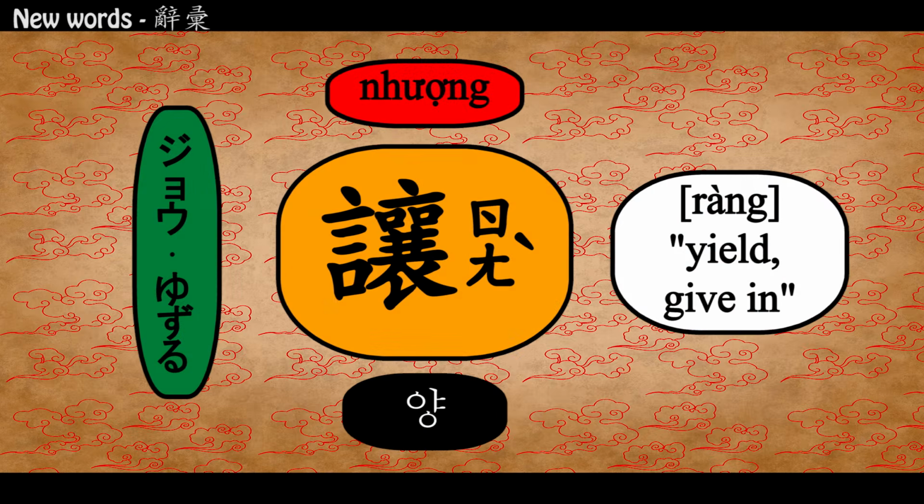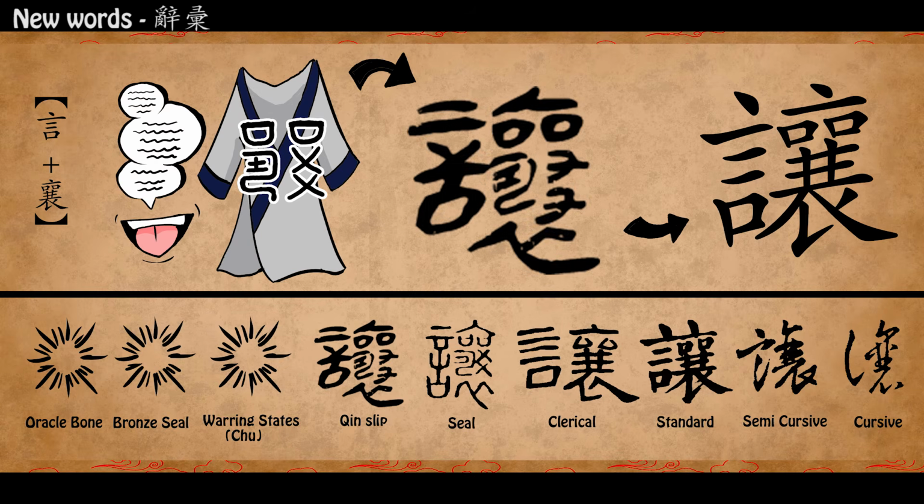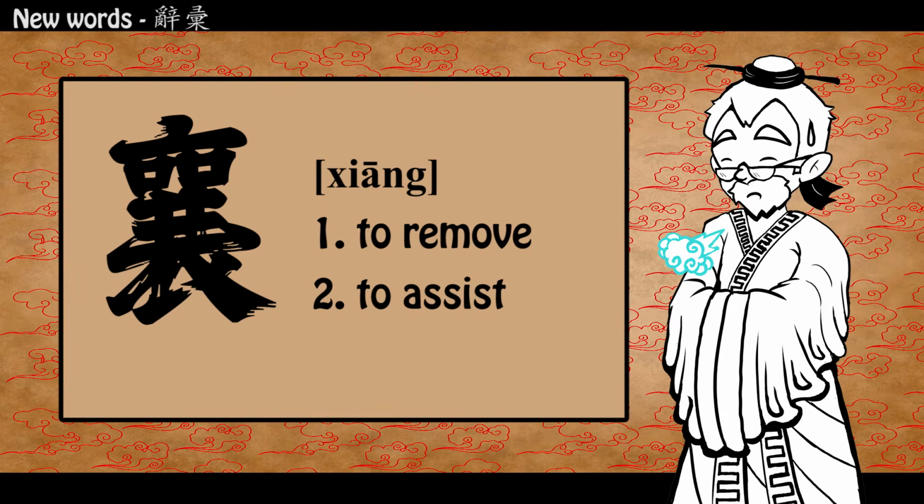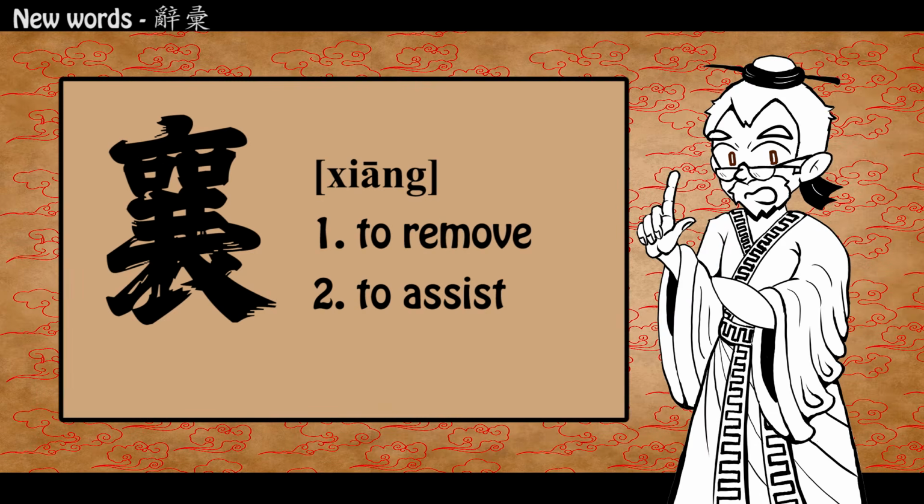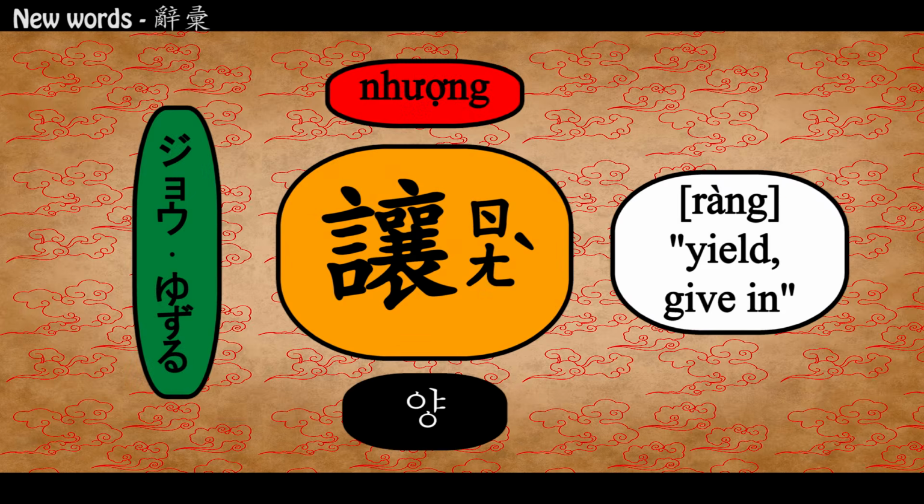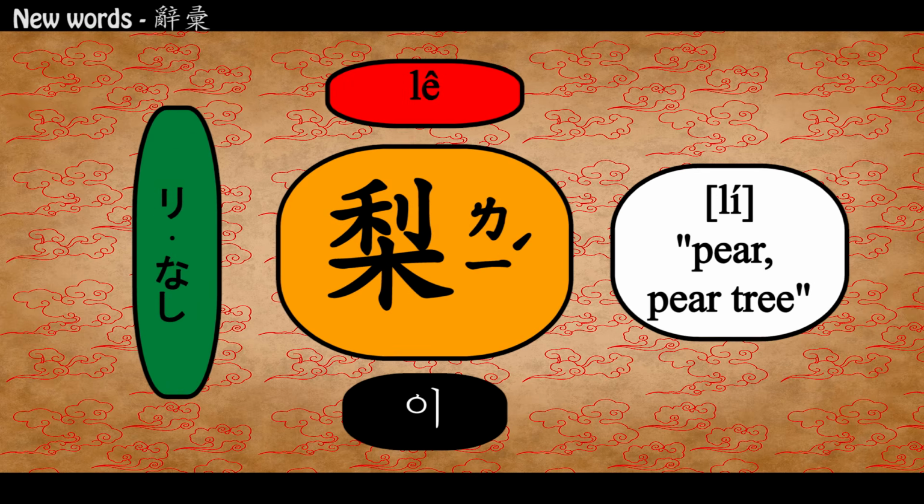Rang, to yield, to give in. From yan, speech, to speak, and xiang, to take off or withdraw. Xiang is another tricky root to unriddle. Some say it shows a farm tool wielded for plowing, others that it shows a man taking off his shirt before work. Whatever this root shows, it is often seen in words that have to do with withdrawing or taking something away, so the thought behind rang seems to be that one verbally withdraws from something, that is, to yield or to give in.